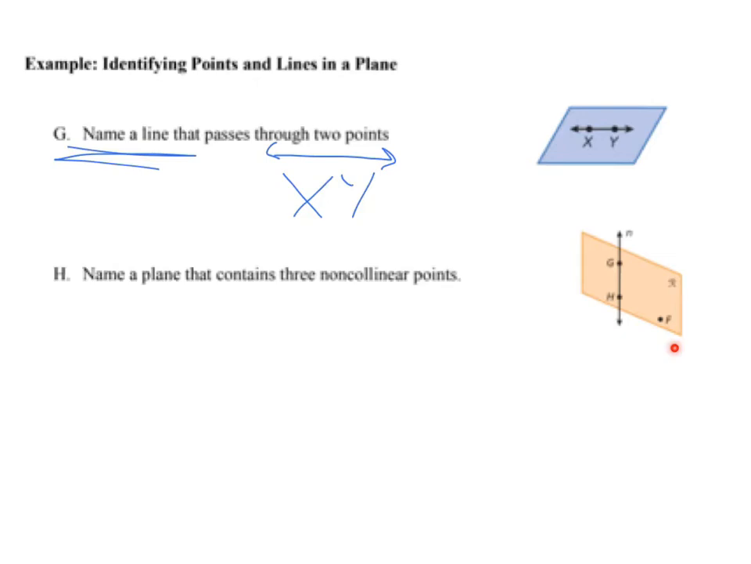Now, this picture actually corresponds to the question, name a plane that contains 3 non-collinear points. So it's actually a good thing that F is not on the line GH, because now I can name that plane using those 3 letters, which is what I'm going to do. I'm going to call it plane GHF.